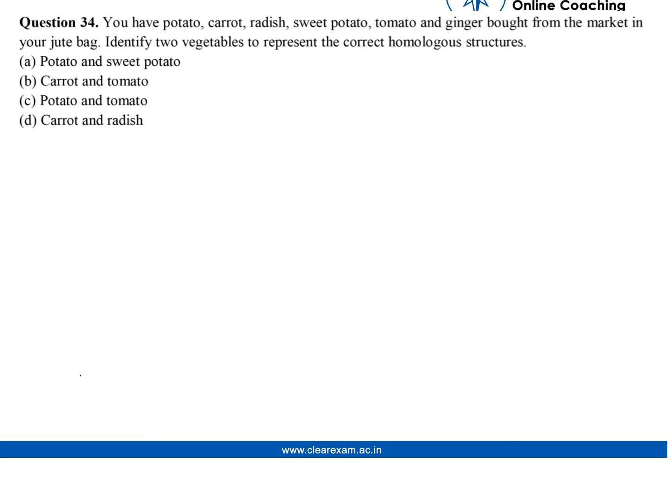The question is, you have potato, carrot, radish, sweet potato, tomato and ginger brought from the market in your jute bag. We have to identify two vegetables to represent the correct homologous structure.